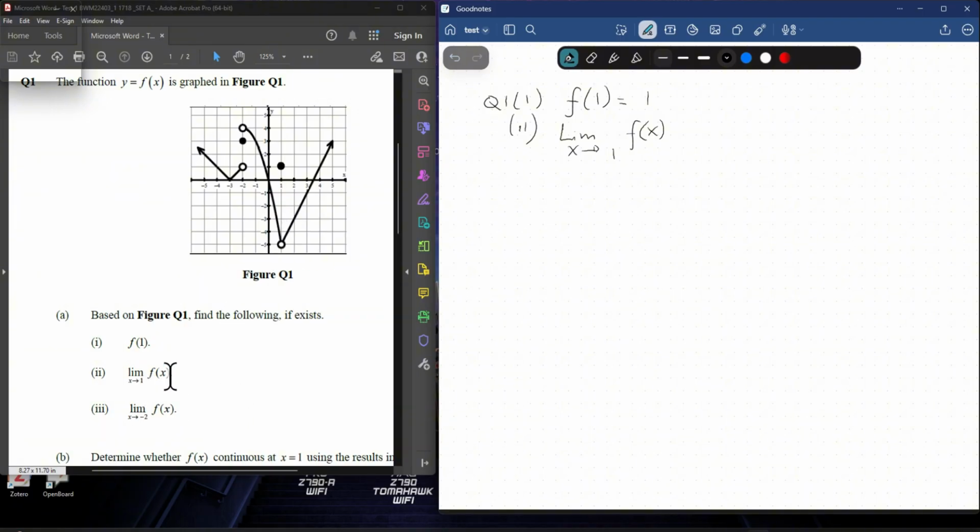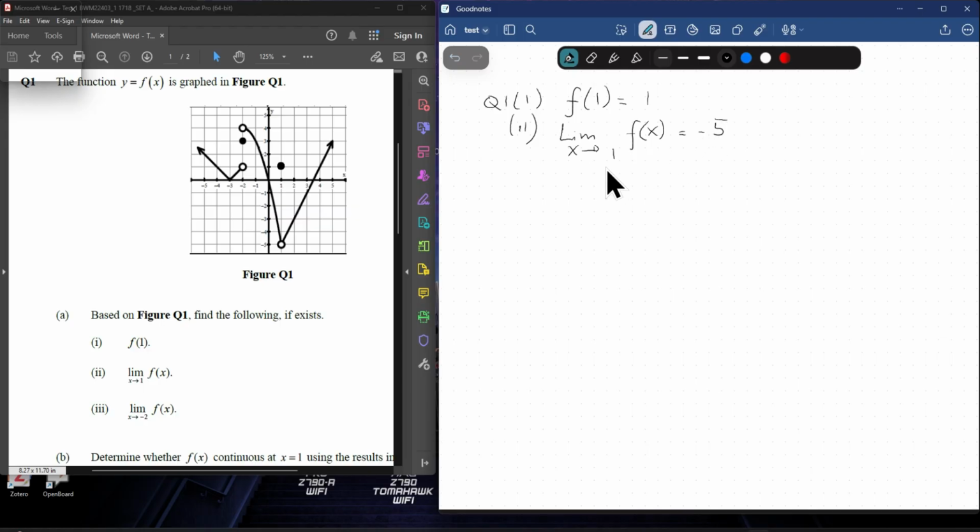In this case, x approaches 1, we need to evaluate from both sides, left and right. When it approaches from the left, as you can see here, the value approaches negative 5. And similarly, when x approaches 1 from the right, in this case positive 1, the value of the limit also approaches negative 5. Therefore, the limit of the function when x approaches 1 equals negative 5.